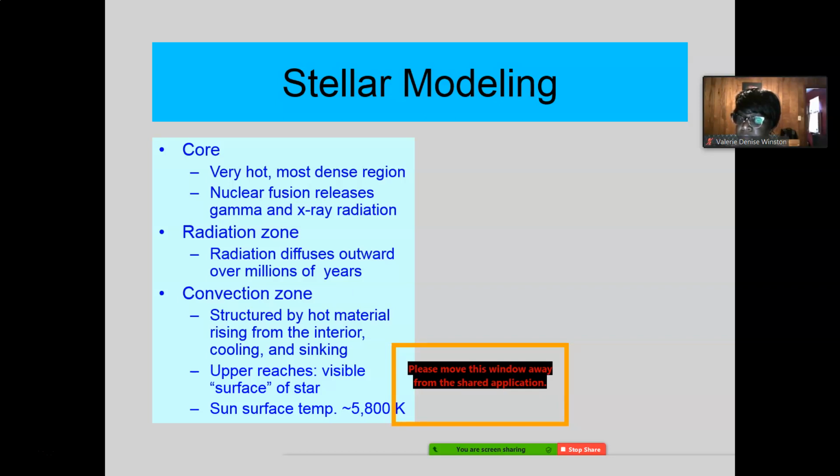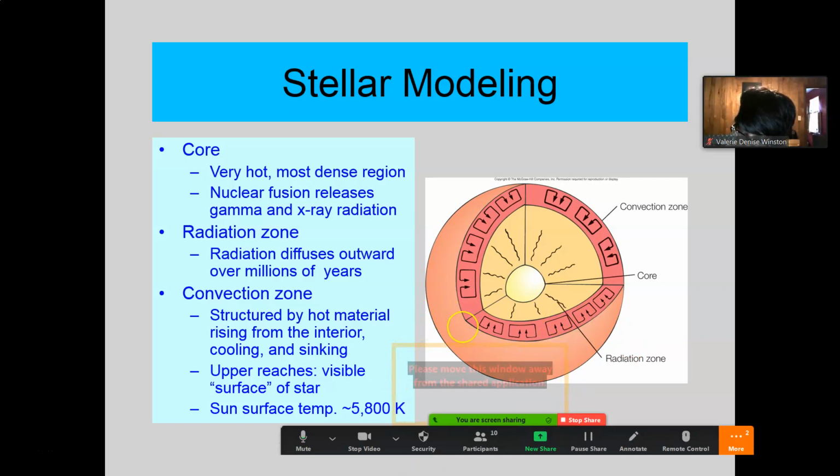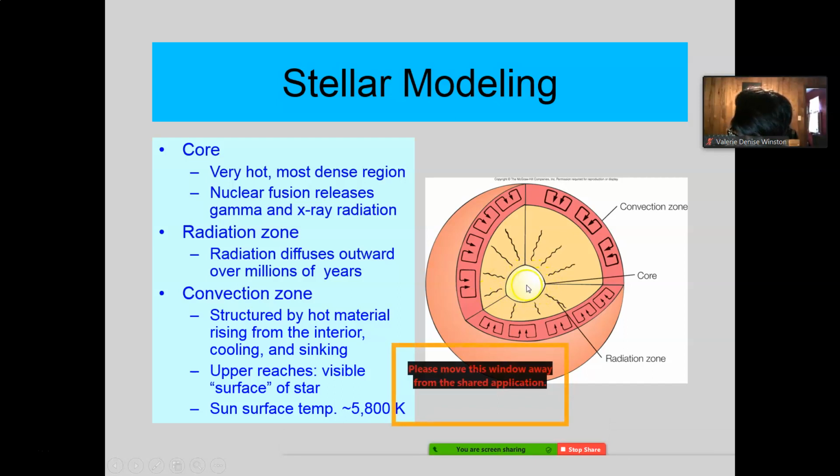So that's what's at the core: nuclear fusion. That's the only place you have nuclear fusion, and that is intense. Incredibly, incredibly hot. We'll talk about the heat later. Outside of that, they have what they call their radiation zone. So here's the core. The core is really small compared to the whole star, and that's where all the nuclear fusion is happening. Here's the radiation zone, and that's what is being shown here. The radiation is moving outward from the core to the outer parts. The radiation diffuses outward over millions of years.